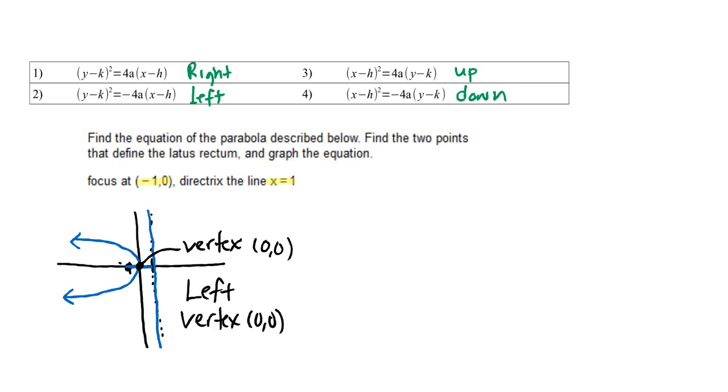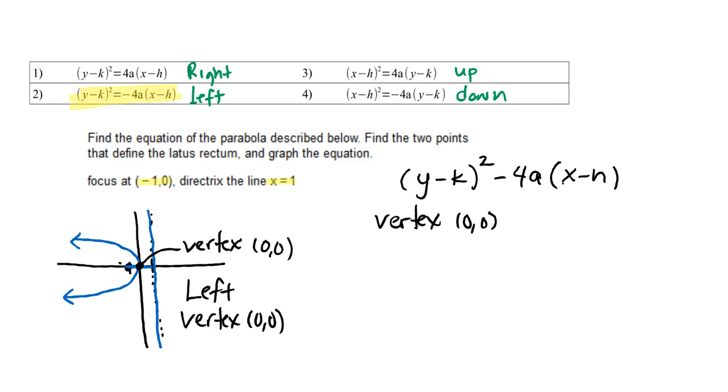So this helps me know which equation template to start from. We're going to start with (y minus k) squared equals negative 4a times (x minus h). And we know that because the vertex is (0, 0), h equals 0 and k equals 0. And a is the distance between the vertex and the focus, and that distance is 1.